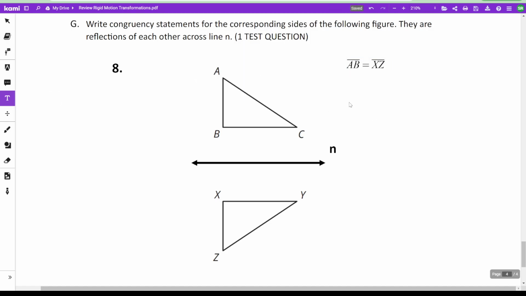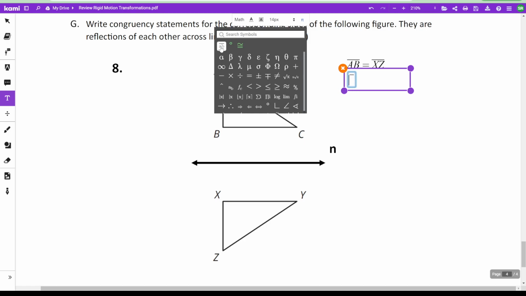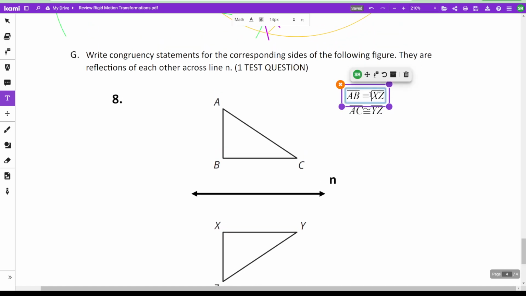Okay, and then let's do that again, but for another side. So AC is a reflection of YZ, so we can say that those two are reflections of each other. So AC, and I actually used the wrong symbol here. I should have used the congruent symbol. So let's go back and change that in just a second. And AC is the reflection of YZ, and so those two are congruent to each other. And over here, I need to fix this. Okay.